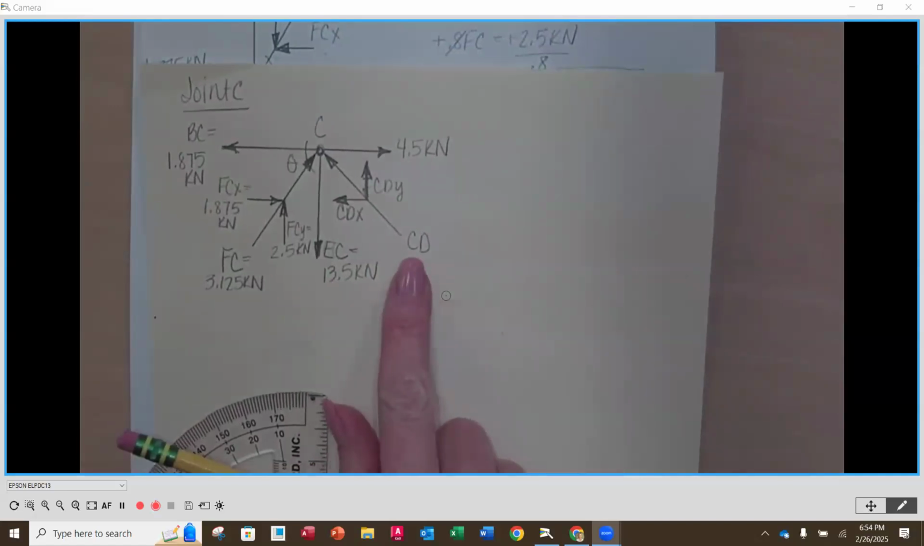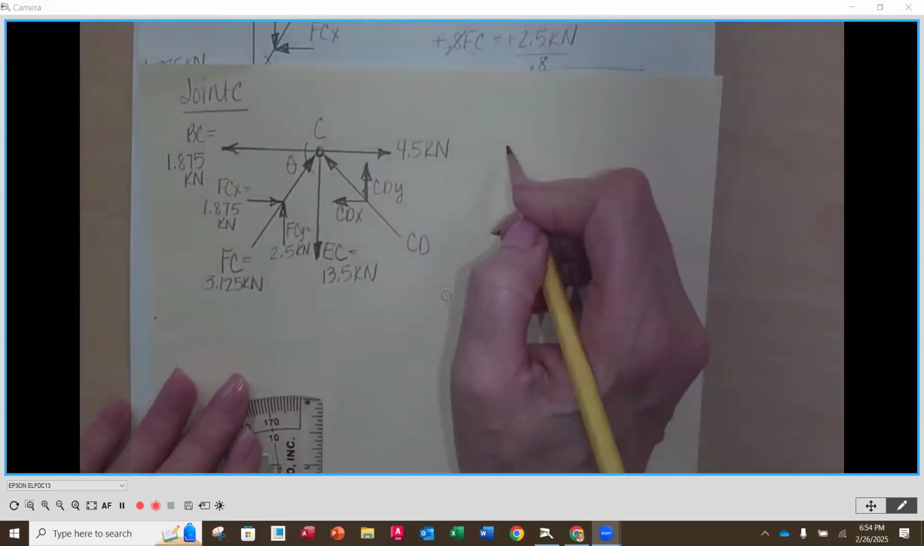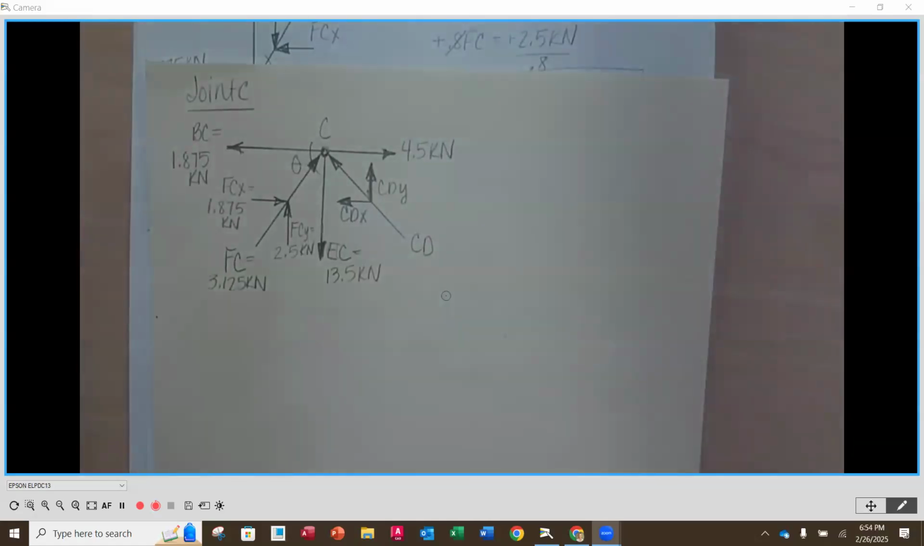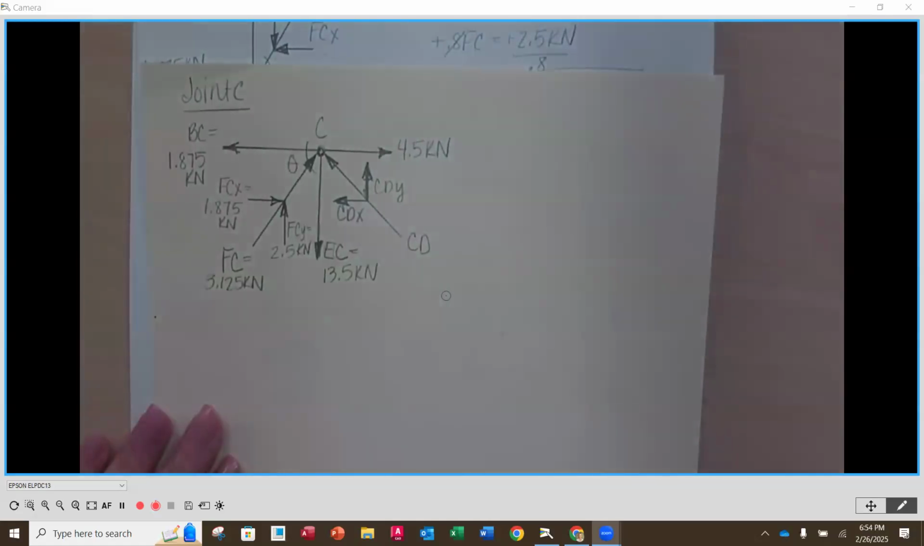So our only unknown here is CD, right? So we can sum our forces in the X or Y. It doesn't really matter. Or before we start doing that, are there any questions on the diagram?